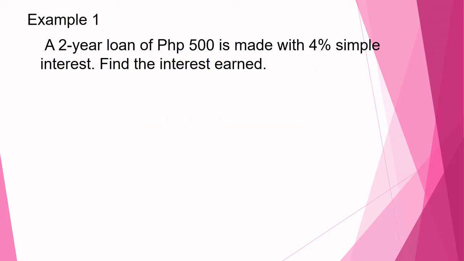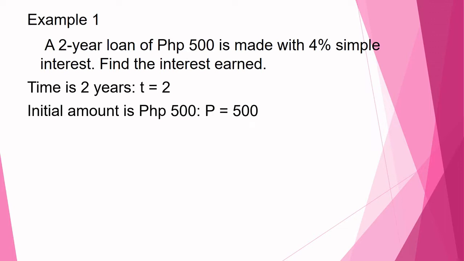Okay, I have here an example. A 2-year loan of 500 pesos is made with 4% simple interest. Find the interest earned. So, pangitaon nato ang interest, so gamiton nato ang I equals PRT. So, ato sa siyang i-determine kung unsay P, unsay R, unsay T. So, the time here is 2 years. So, our T is equals to 2. Then the initial amount, so this is the principal amount, is 500 pesos. So your P is 500.